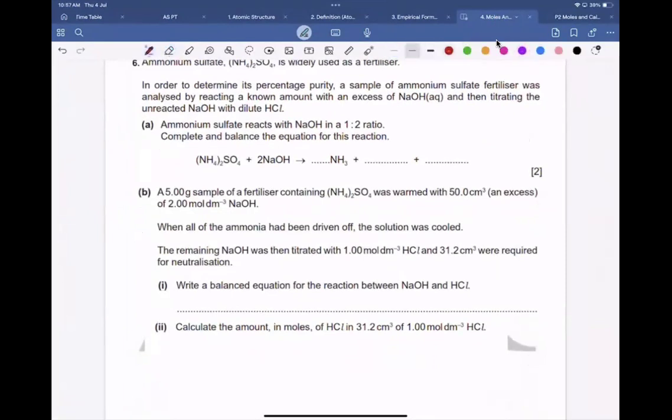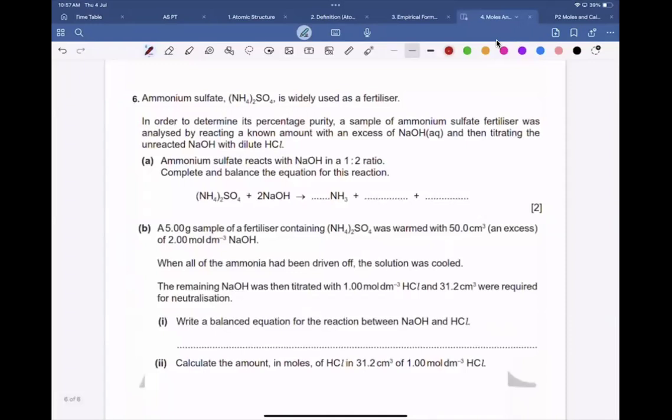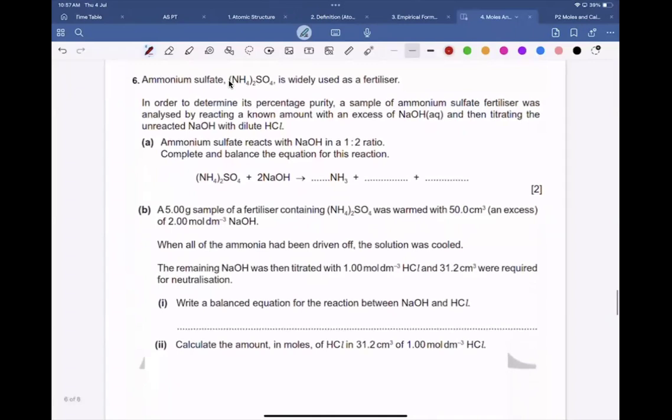So actually, the comprehension of the initial information is very important. Now read the question again carefully. Ammonium sulfate is widely used as a fertilizer. In order to determine the percentage purity, a sample of ammonium sulfate fertilizer was analyzed by reacting a known amount with an excess of NaOH. So it means that some of the NaOH is left behind, right? And then titrating the unreacted NaOH with HCl. So that left behind NaOH is titrated with HCl. Is this clear?